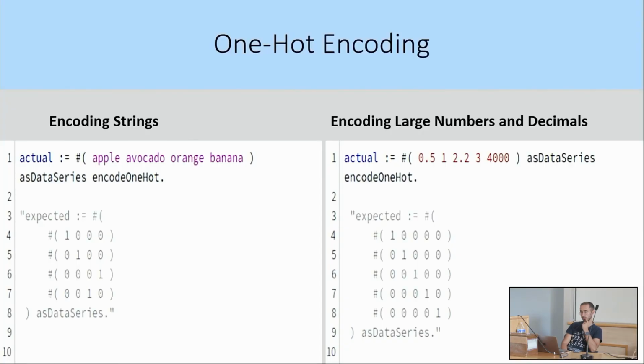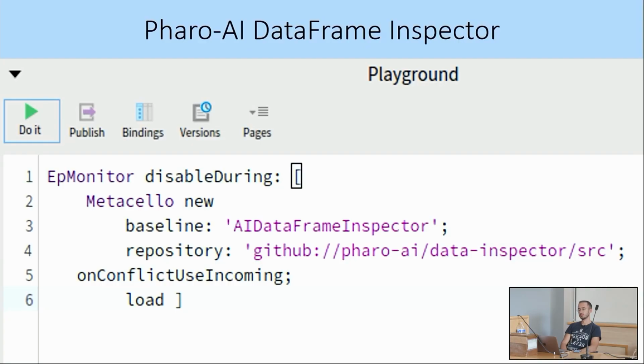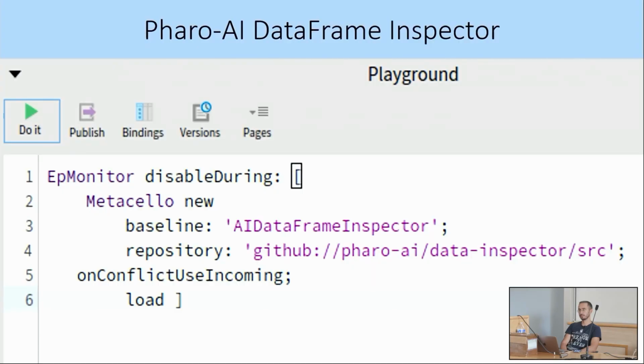As you can see here, you can encode integers and Roman numerals. You can also encode strings as well as large numbers and decimals. I have implemented some more features which you can check out in my blogs or the data frame repository itself.